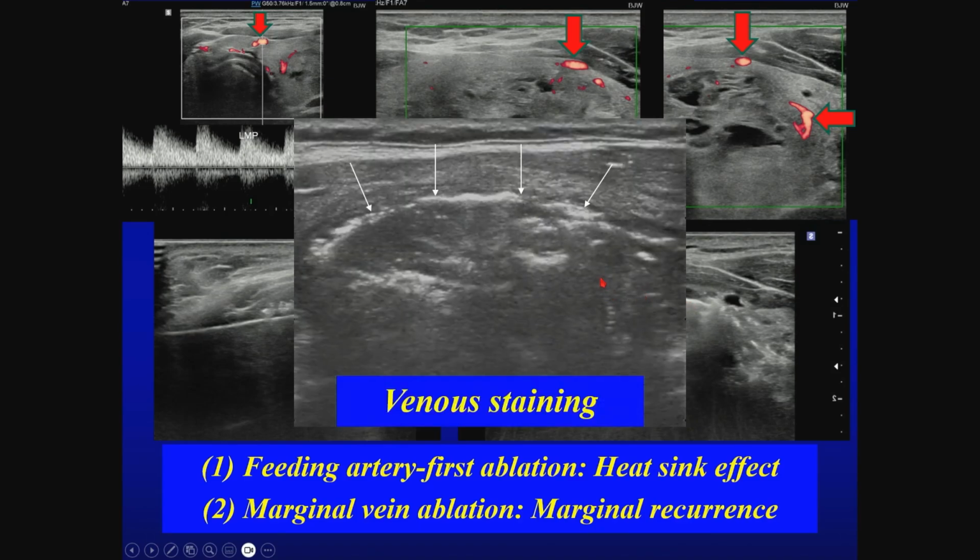This is an ultrasound image immediately after RF ablation. You can see the marginal vein, echogenic like this, that is completely ablated by RF ablation. We call this ultrasound finding venous staining.